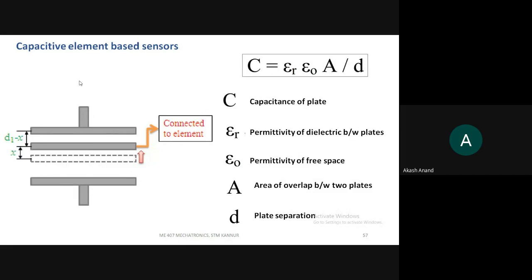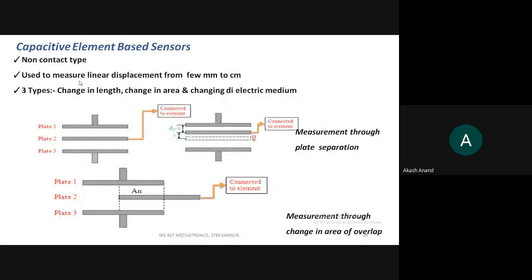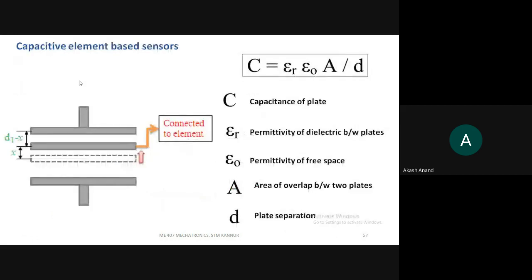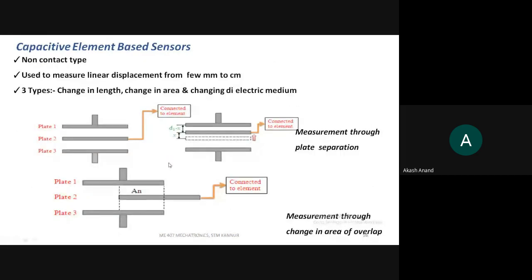Okay. So these capacitive element based sensors are of three types. As I told before, depending on the equation, we can change the material, the dielectric material. It is one type. We can change the dielectric material, one type of adjusting the capacitance. And we can change the area between the plates. We can change the displacement between the plates. So there are three methods for changing the capacitance of the capacitor.